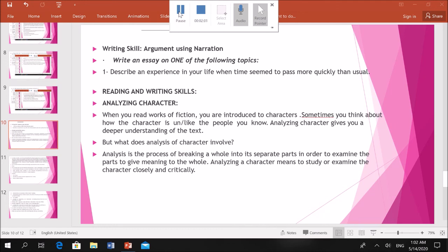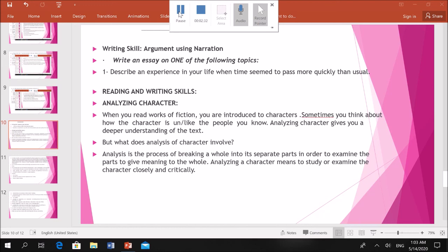Analyzing character gives you a deeper understanding of the text. طبعا عشان نفهم العمل الأدبي كويس لازم نبدأ نحلل الشخصيات. But what does analysis of character involve? طب إزاي هبدأ أحلل الشخصية؟ المفروض أعمل إيه عشان أحلل الشخصية؟ Analysis is the process of breaking a whole into separate parts in order to examine the parts to give meaning to the whole. يعني analysis يبقى عندي مثلا زي عمل أدبي كامل، بحاول إن أنا يعني أبدأ to break it to parts، بحاول أتناوله على أجزاء عشان أفهم.